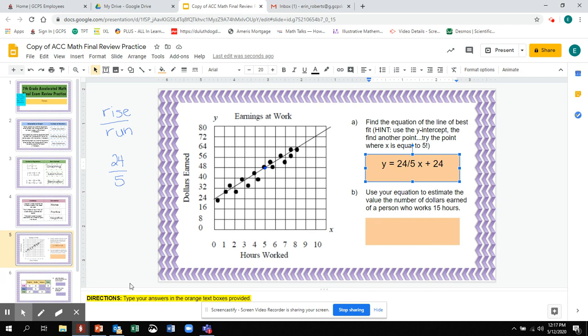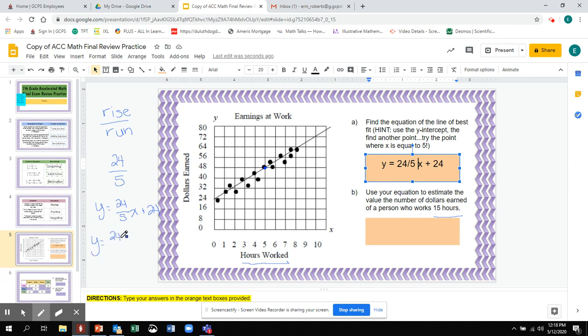Next, we have to use our equation to estimate the number of dollars earned by a person who works 15 hours. So I'm going to use my equation, which was y equals 24/5 x plus 24. I want to know what someone would earn if they worked for 15 hours. If I look at my x-axis, x represents my hours worked, so my hours worked are going to be 15. What I'm looking for is y, my dollars earned.